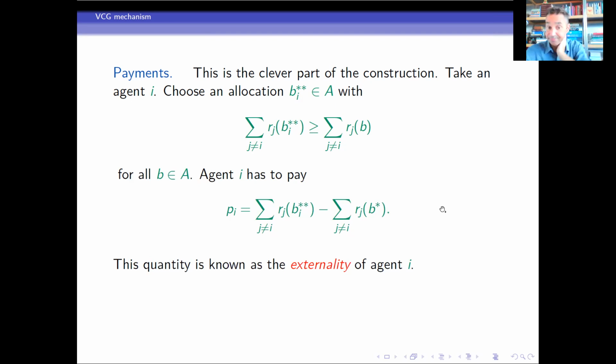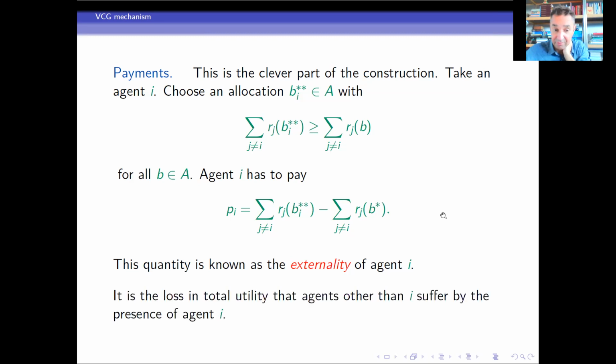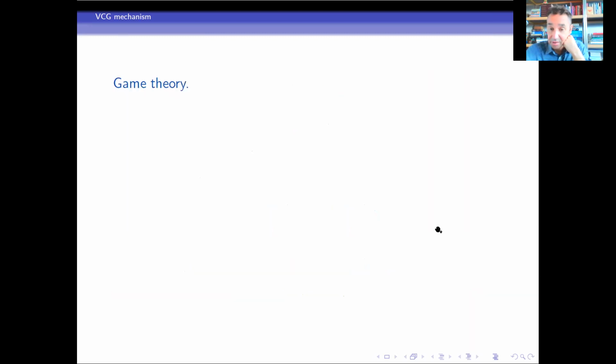And if we do that, then we have the following result, that under this payment, what we're going to prove is that truthful reporting is indeed a dominant strategy. And a consequence of that is that if people then actually do that, we're going to have that we have maximized welfare. But in order to get that theorem, we need a little bit of notation and game theory lingo.